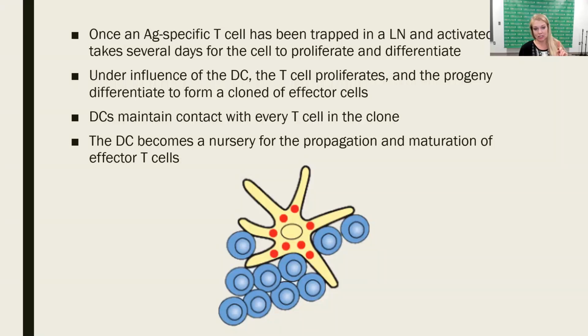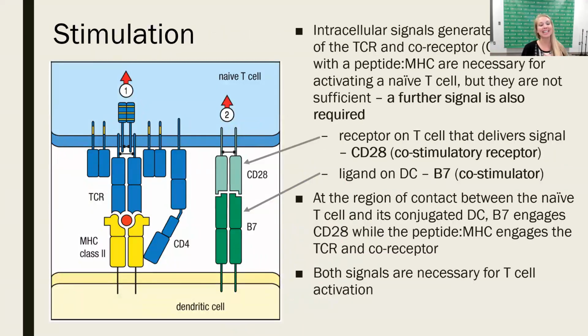But that would be too easy if that was just the case. Activation actually takes more than just the dendritic cell interacting with the T cell through the T cell receptor and MHC. That signal is required. So the CD4 positive T cell in this case has to recognize MHC class 2. The T cell receptor antigen specificity has to recognize the antigen, but that's just the first signal. There needs to be an additional signal, or what we call a co-stimulatory signal, that is also sent to the naive T cell to get it fully activated.